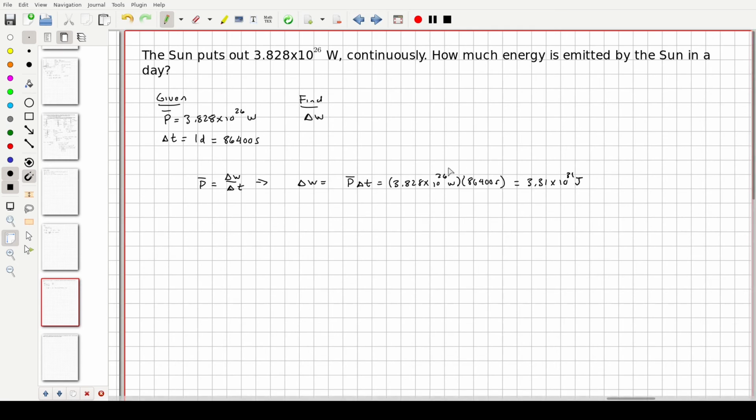That is a tremendous amount of energy. Okay. To put that into perspective, if you were to express this in terms of megatons, let me do a calculation here real quick.